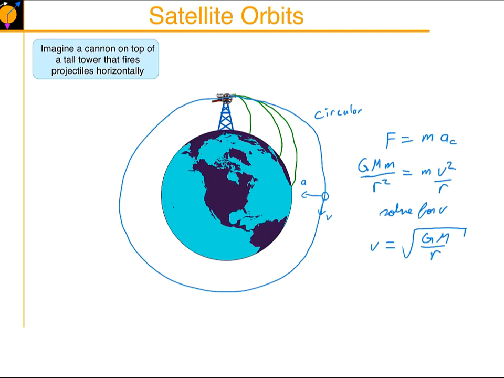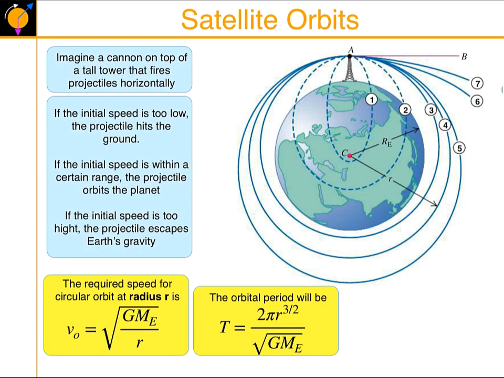It looks similar to the escape velocity equation, but it's not quite the same. That is the speed that it must have to orbit. So M would be the mass of the Earth in this case. An object needs to orbit with speed equal to the square root of G times the mass of the object it's orbiting, divided by the radius of its orbit. That's how fast it needs to go to stay in circular motion.